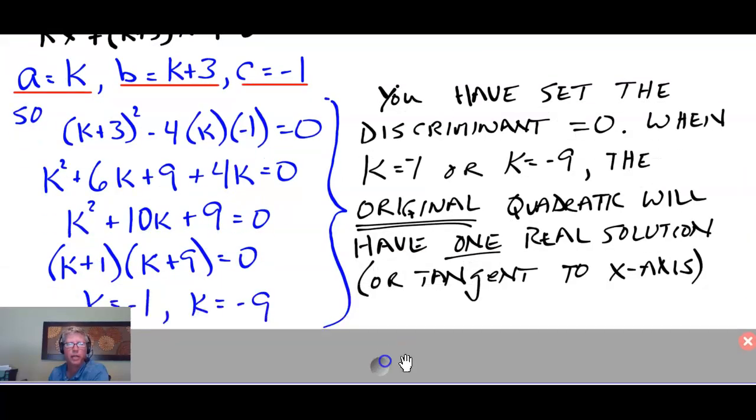Give you the whole slide here. So b squared minus 4ac, I plug it in, I multiply it out, and then I think to myself, what values of k will make this true? I factored it in this case, and I found -1 and -9 will make the discriminant equal to 0, which makes the original quadratic have one real solution, or we'd say tangent to the x-axis, or repeated roots.